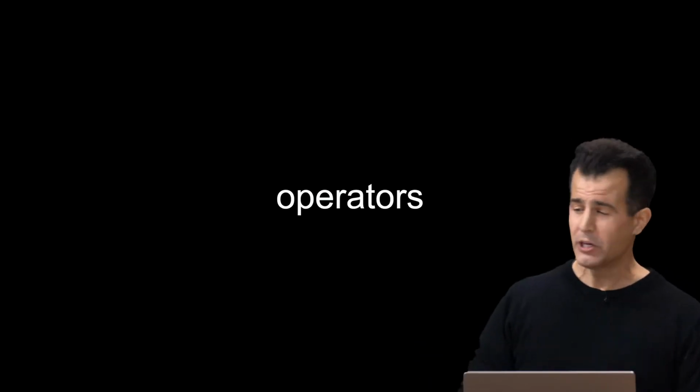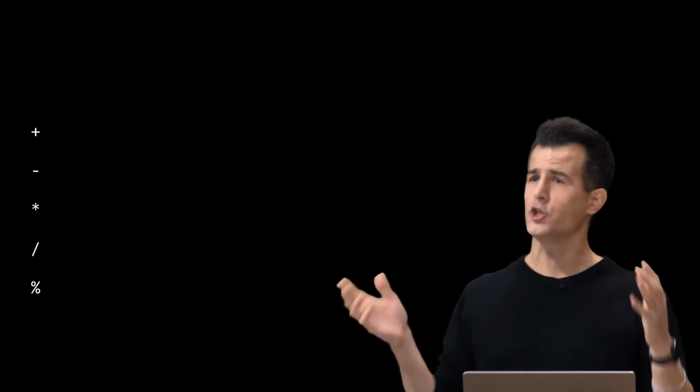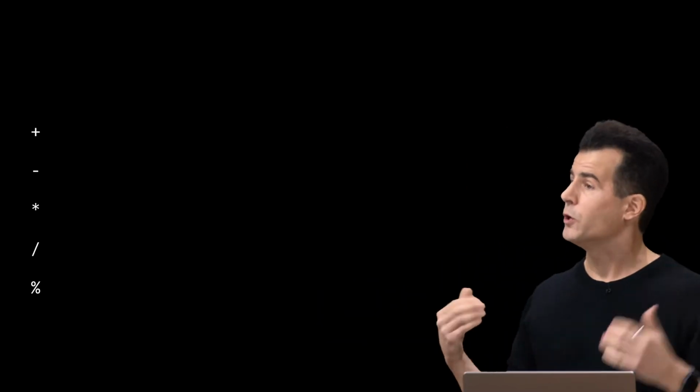C indeed supports a whole bunch of operators mathematically, via which we can do addition and subtraction, multiplication, division, and even calculate the remainder when you divide one number by another. In fact, why don't we go ahead and use these in a very simple program and make our very own calculator. So let me go over here to VS Code.